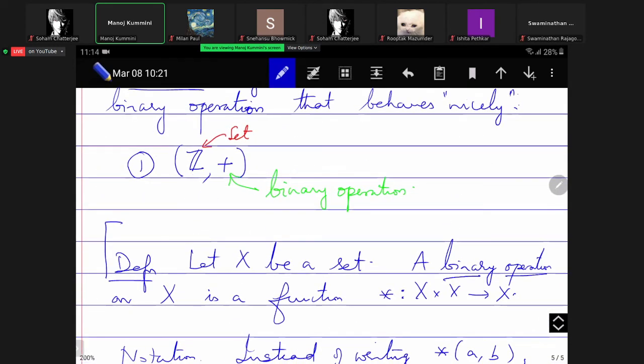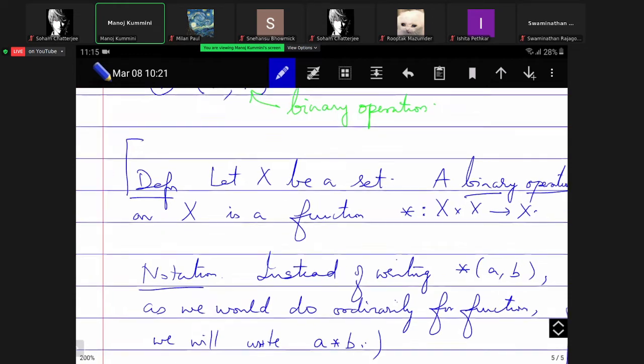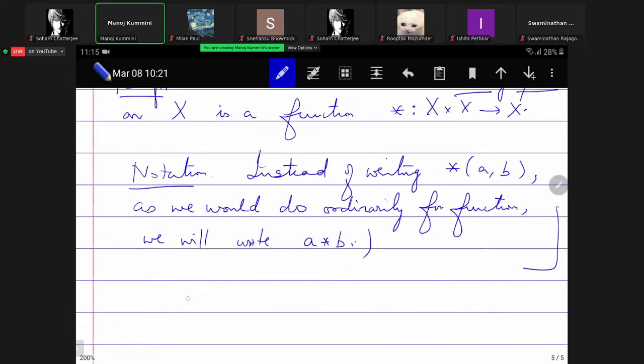That's just notational difference. Okay, let's go back to the example Z. Plus is a function that takes two integers in this context and gives an integer, so it's a function from Z cross Z to Z. And we don't typically write plus of 3 comma 2, we just write 3 plus 2, right? So what other property does Z plus have? First of all, plus is associative.